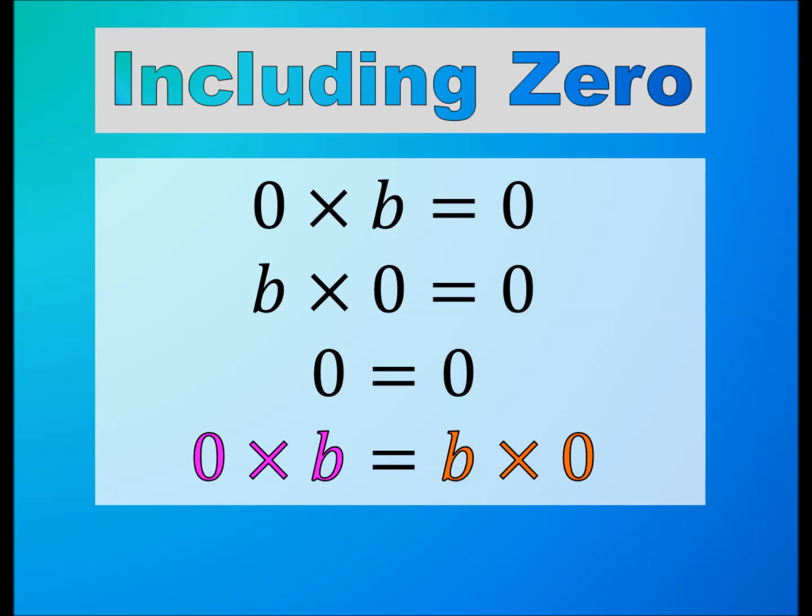We also know that this property, that a times b is equal to b times a, works for all real numbers because we tried each type of case for all real numbers from positive integers to including 0.